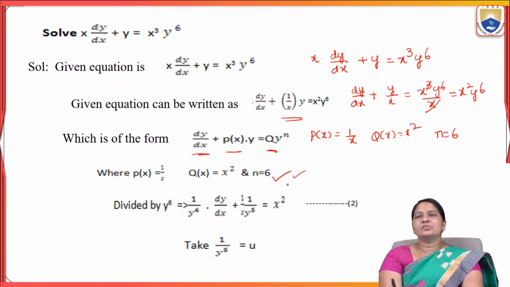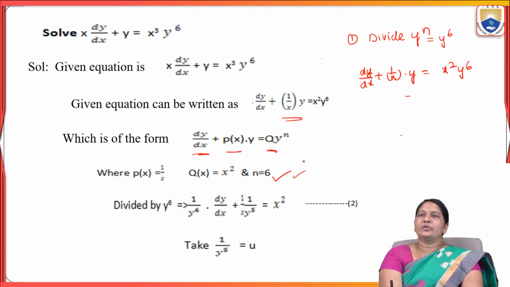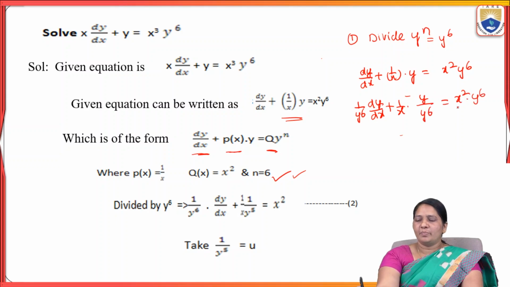So after taking these values, what is the first step we are going to do? The first step is to divide with y power n. Here we have y power 6, so we divide with y power 6. The given equation is dy by dx plus 1 by x into y equal to x square into y power 6. Now I am going to divide with y power 6. So 1 by y power 6 dy by dx plus 1 by x into y by y power 6 equal to x square into y power 6 by y power 6. So y power 6 and y power 6 will be cancelled.